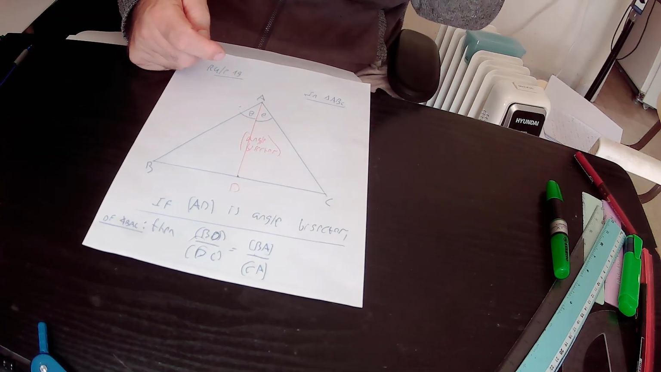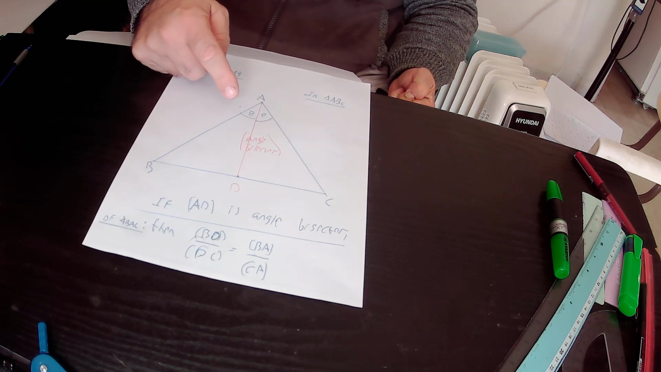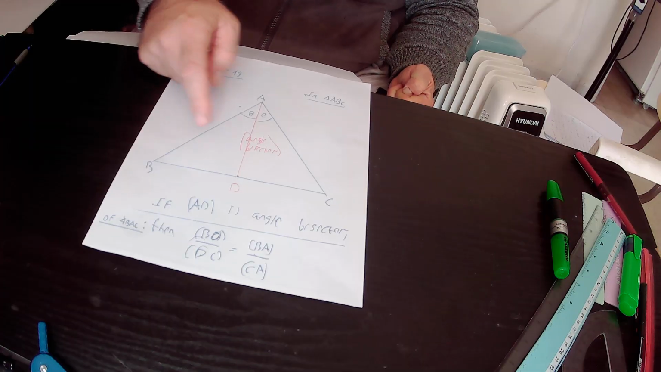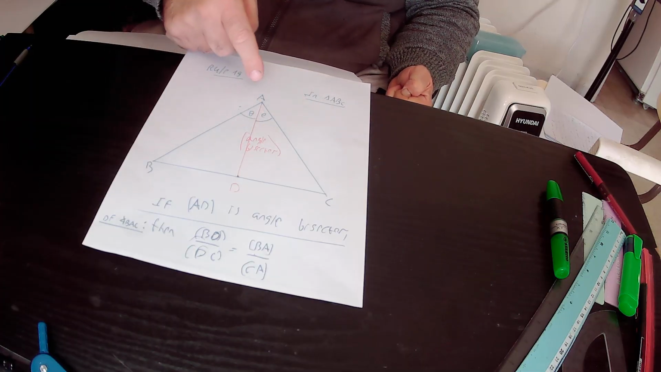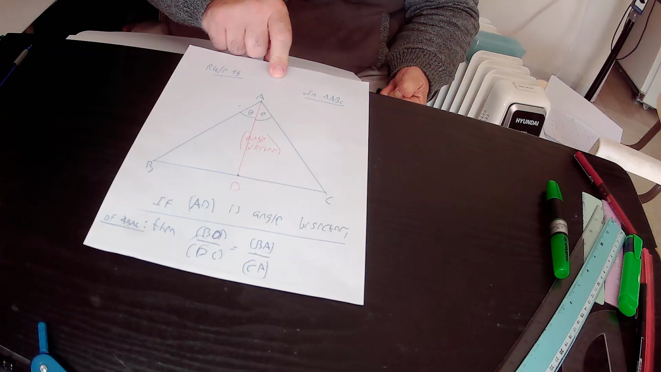Repeat again: because AD is the angle bisector of triangle ABC, angle bisector AD divides the sides of this triangle ABC proportionally. That is to say, BD over DC equals BA over AC. So we can actually implement rule 19. It is also defined as the angle bisector theorem.